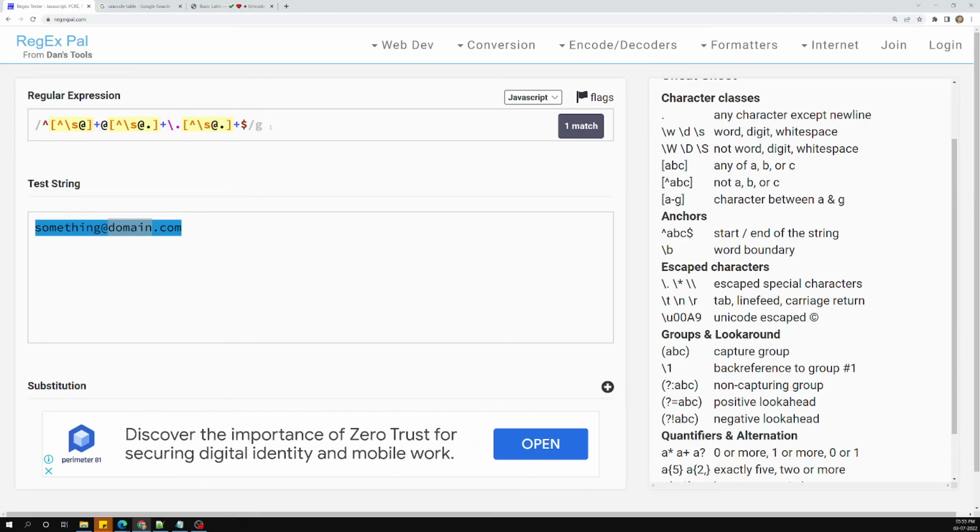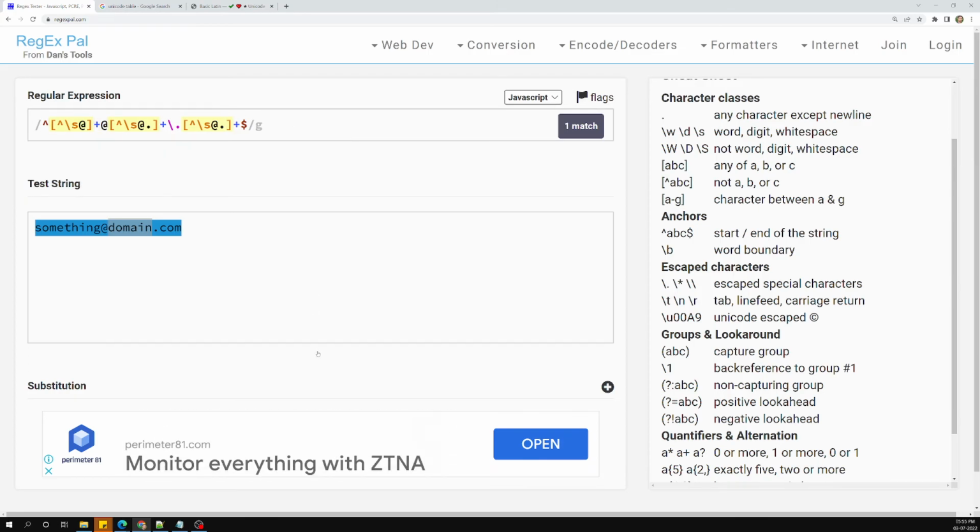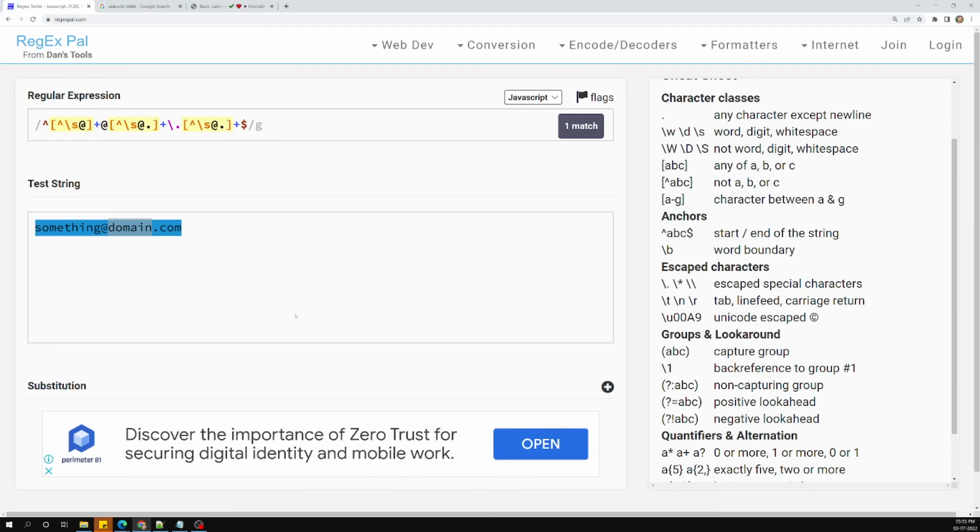So this is the simple email validation with somewhat strict rules that we have applied. These are the things we have learned. We have applied the email address validation in the regular expression. Hope you understood about this one.